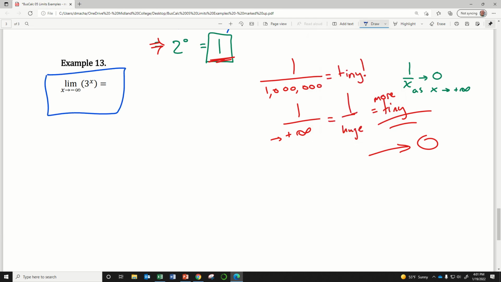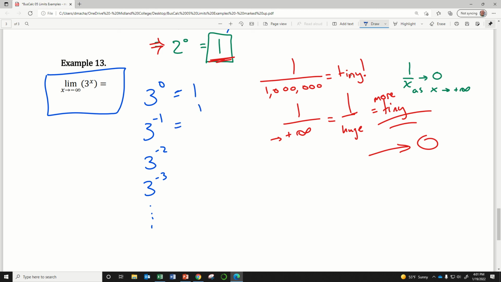So we're talking about as x approaches negative infinity, we're going to consider what happens to 3 to the x power. And we'll start with a little sequence. 3 to the 0 power, 3 to the negative 1 power, 3 to the negative 2 power, 3 to the negative 3 power, and so on. Well, anything to the 0 power is 1. We just mentioned that a second ago.